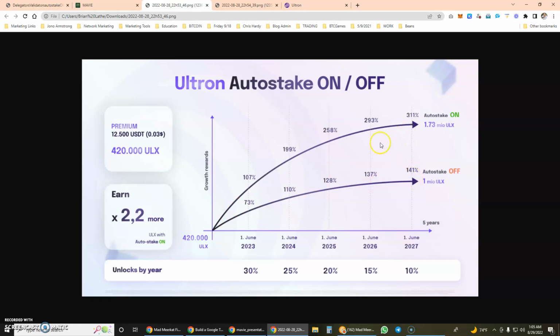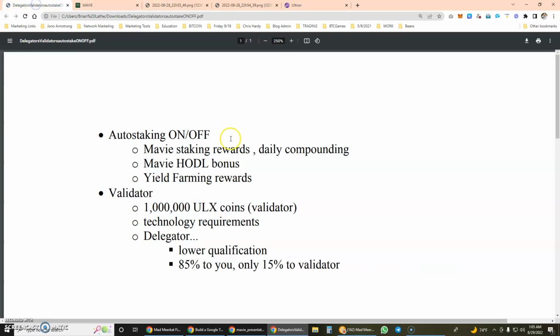By having your auto staking on, you're going to benefit from this 0.2% per day compounding. But it does change, of course. In June 2023, it'll change to 0.1%, and then it'll be halved every year for the first 5 years, according to another slide that shows that. But if you keep this going, you can benefit by having a whole lot more coins. That's one reason: the Mavie staking rewards daily compounding.